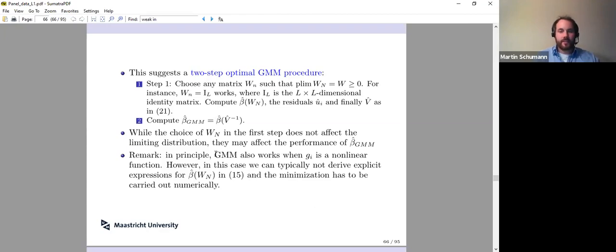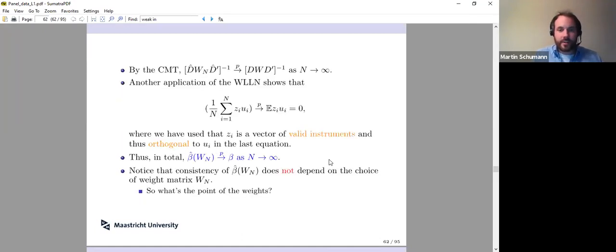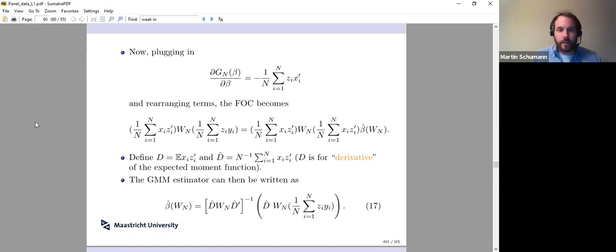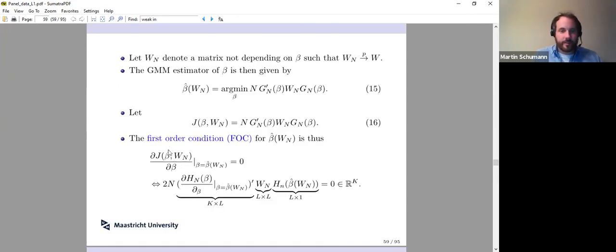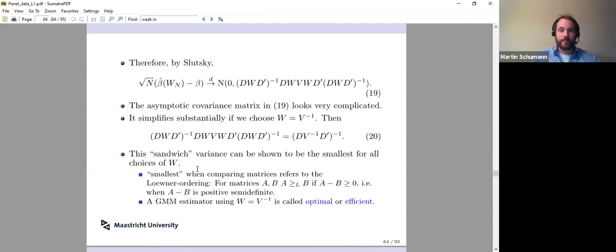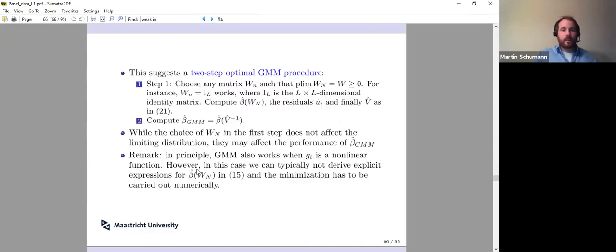Another remark is that GMM is so nice and so general because it also works when g_i is a nonlinear function of the data. The problem with the nonlinearity is not really a theoretical problem. The only problem is that if you look at the first order condition, again, this should be a g_n, this should also be a g_n, I will change that. These things will be nonlinear and therefore you will not find a closed form solution for your beta hat. So that's the issue, and you have to rely on numerical methods to find the GMM estimator.